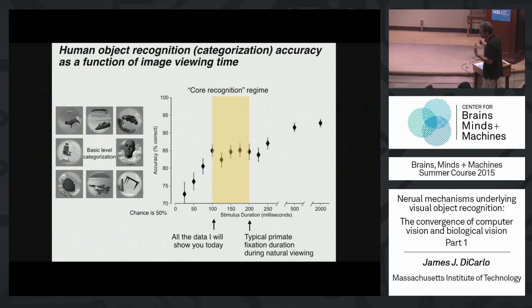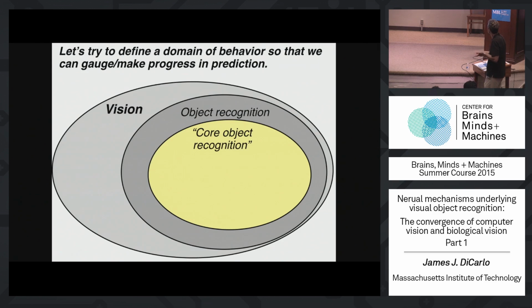But you see the performance is similar across that time. You get a lot done. Your visual system does a lot of work in that first glimpse. And that's core recognition that we are trying to study here. And I know it's not all of object recognition or all of vision, but it's now, we think, a much more defined domain that we can make progress on. And that's what we've been working on, and that's essentially what I'm going to talk about today.